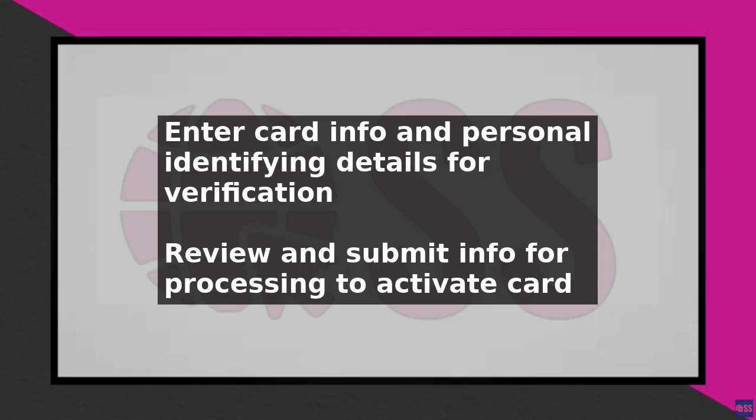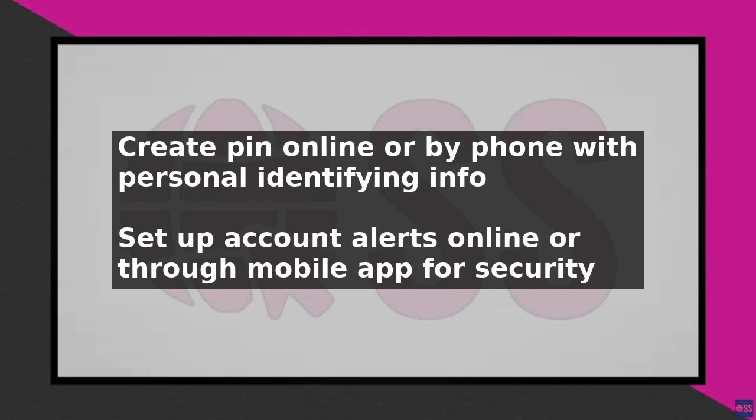It is also a good idea to set up account alerts, which can be done online or through the mobile app. These alerts will notify you of any suspicious activity on your account and can help you catch and prevent fraud. Finally, make sure to review the terms and conditions of your card, including the interest rate, fees, and rewards program. This will help you understand how to use your card effectively and get the most out of its benefits.